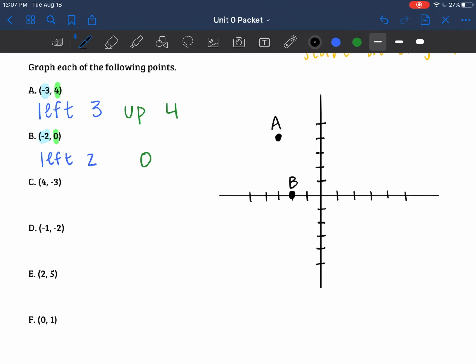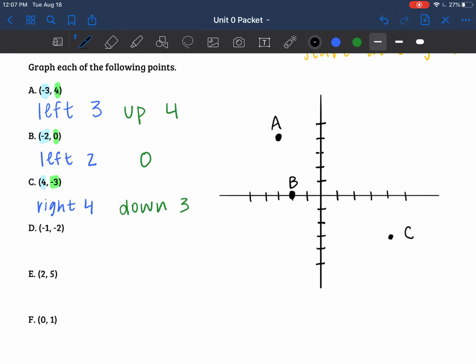Let's do one more together. We've got point C is 4, -3. So I check out my x coordinate. That's a +4. Remember that first number tells us right or left, and it's positive, so that's going to be right 4. And then my second coordinate is a -3. The second number should tell you up or down. Since it's negative, we're going down 3. So from the middle, I count to the right 4 and down 3, and that's where my point goes. I'm going to label that one point C.